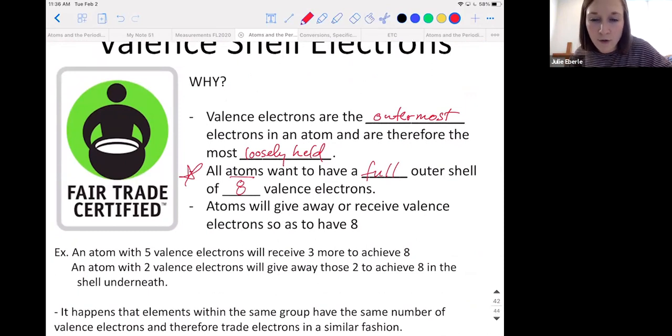There's something stable, something satisfying when you have 8 electrons in your valence shell. Because of that, atoms will give away or receive valence electrons so that they get 8. Let's look at some examples. For example, the halogens, we just drew it out. They have 7 valence electrons.